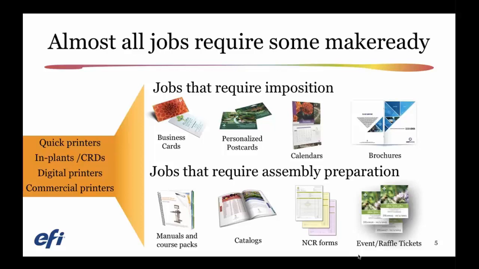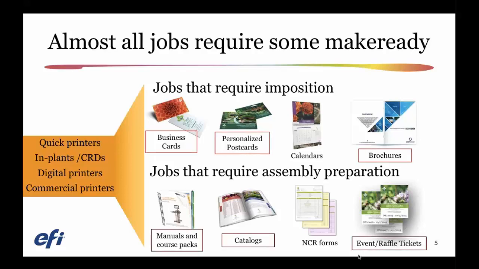So the jobs that require imposition are products such as business cards, personalized postcards, calendars, brochures, and the products that require more of the assembly part of the preparation are more of the longer jobs like manuals, books, course packs, reports, catalogs. And also the assembly can happen when creating NCR forms, for example, or unique ticketing for event or raffle tickets. So through linked demonstrations, we will show you how to apply Make-Ready effectively to most of these products.